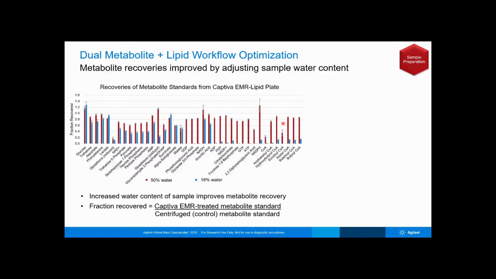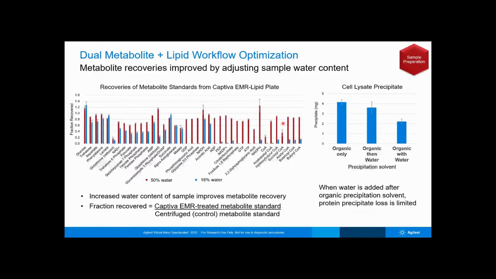When increasing the water content of the samples, we wanted to maintain protein precipitation as much as possible. To accomplish this, proteins are first precipitated by an organic solvent, then the water is added second to a final content of 50%. This provides significantly larger amounts of precipitate than when the organic solvent and water are added together, thus maintaining a protein precipitate level similar to that obtained by adding an organic solvent alone.